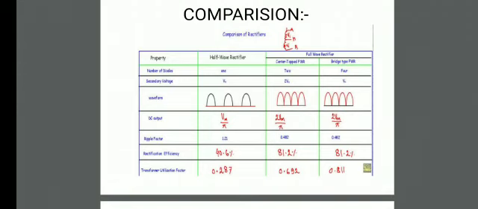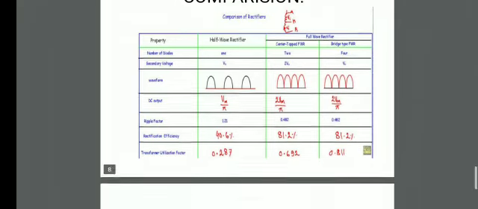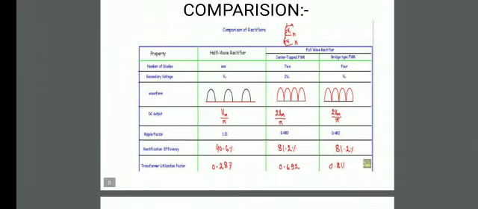DC output in half wave rectifier is Vm by pi. Center tap full wave rectifier DC output is 2 Vm by pi, and in a bridge rectifier DC output is also 2 Vm by pi. Ripple factor for half wave rectifier is 1.21. For center tap full wave rectifier it is 0.482, and for bridge rectifier it is the same, 0.482. The value for rectification efficiency in half wave rectifier is 40.6%. In center tap it is increased, that is 81.2%, and in bridge type full wave rectifier the rectification efficiency is 81.2%, meaning the amount of input AC applied that is rectified and made available at the output, that is rectification efficiency.